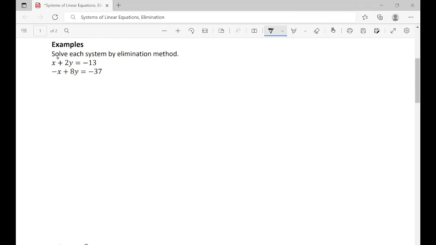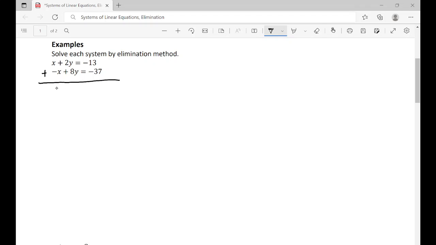So we're going to solve each system by elimination method. In this system, x plus 2y equals negative 13 and negative x plus 8y equals negative 37. I immediately want to choose a variable to get rid of, and my eye is drawn to x and negative x, which if I add those two together, they would give me 0. So I don't need to do anything. I can just add straight down and see what I get.